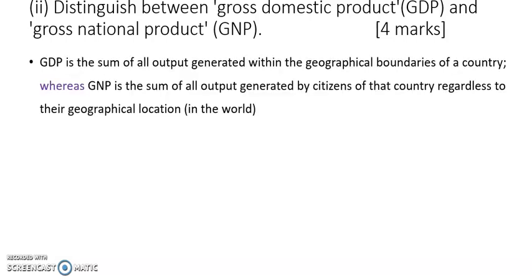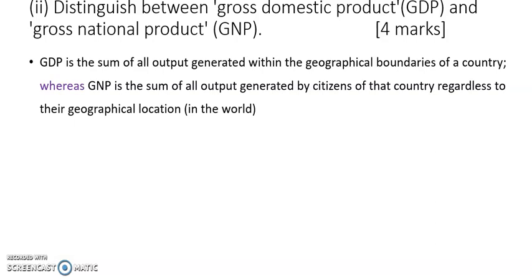So one distinguishing feature we know for sure is that GDP is the sum of all the output generated within the geographical boundaries of a country, whereas GNP is the sum of all the output generated by the citizens of that country, regardless of their geographical location, in other words, regardless of where they live in the world. Wherever they generate output as citizens of that country will make up the GNP.